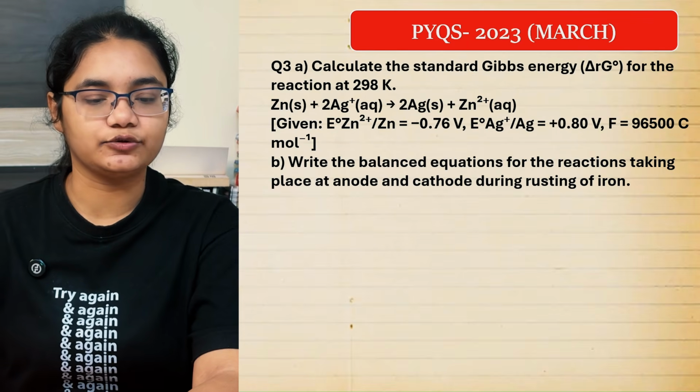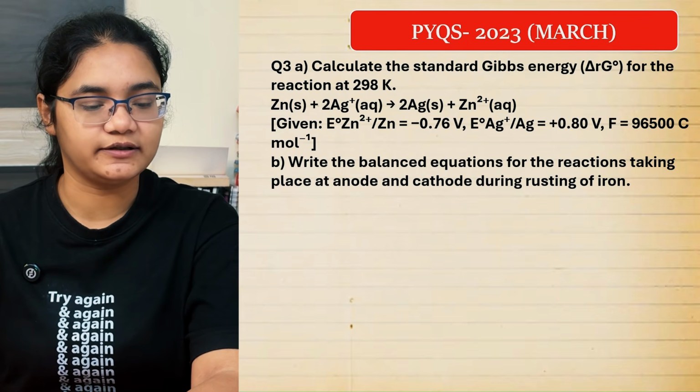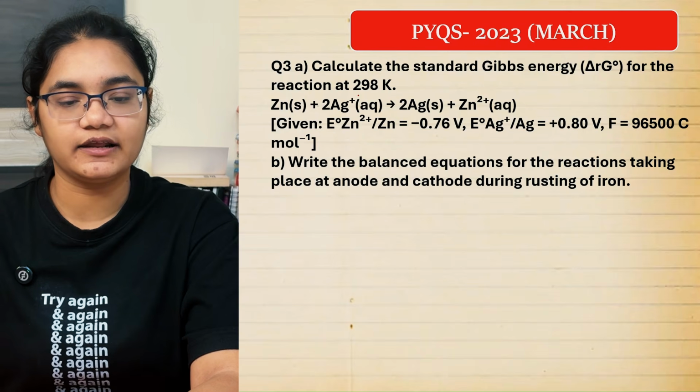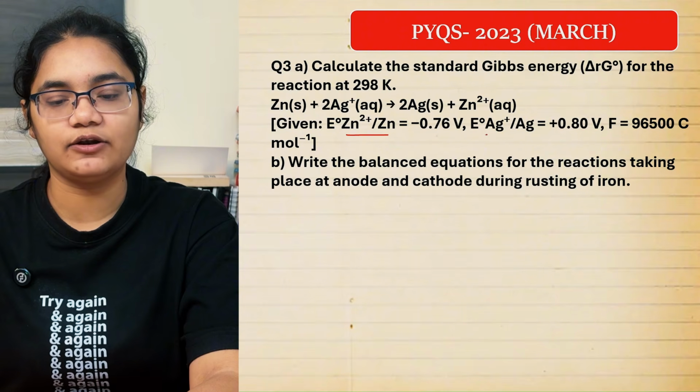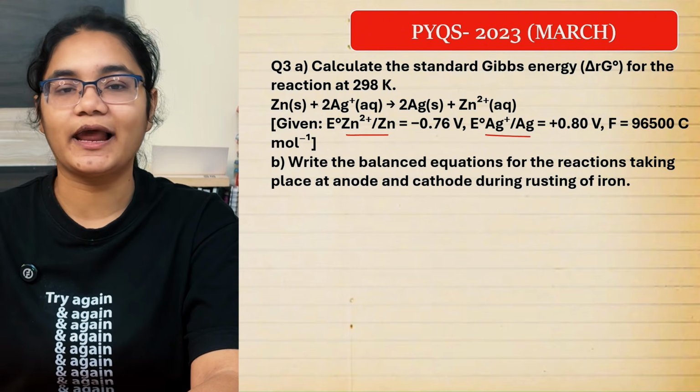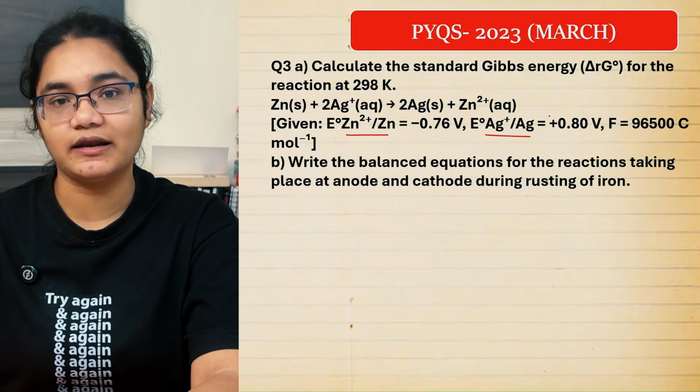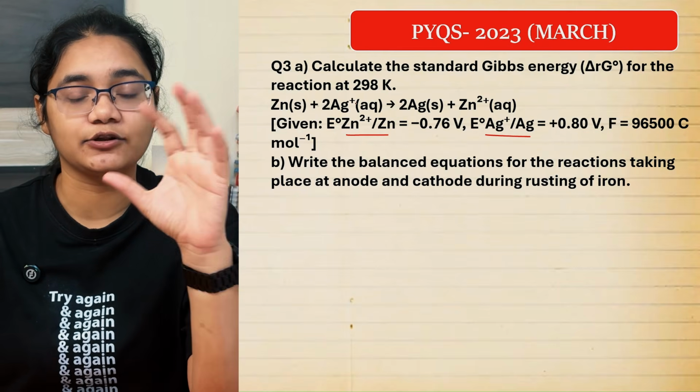Next, the third question is also a numerical question. The first part is the numerical one. Calculate the standard Gibbs energy for the given reaction. Now you see E naught of zinc is given and E naught of silver is given. How to calculate E naught of the cell? E naught of cathode minus anode. But here, how will you know which is cathode and which is anode?